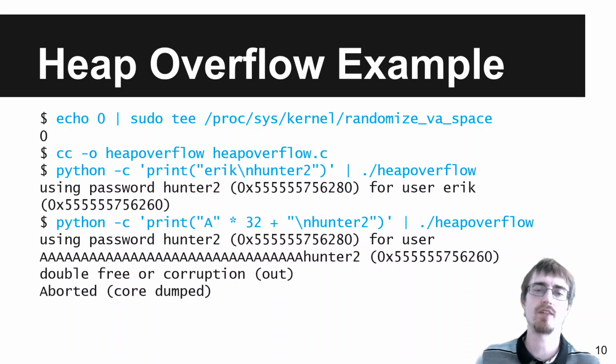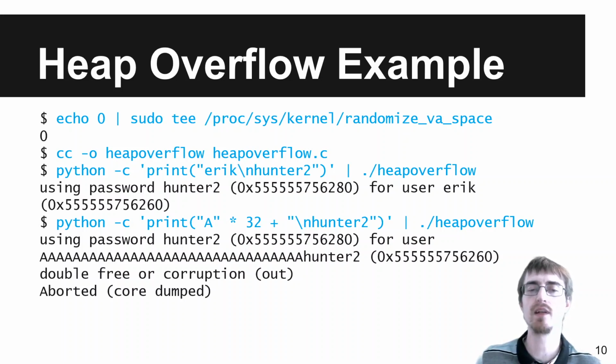First, two innocent values, Eric and then a new line and then Hunter2 as a password. We insert this into the Heap Overflow program, which reads it from the standard input and stores it into the buffers. Now the program works fine, because both of these values fit into the buffers. So what about the next one?